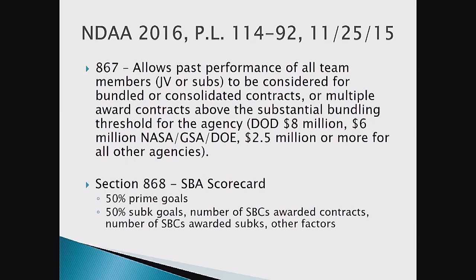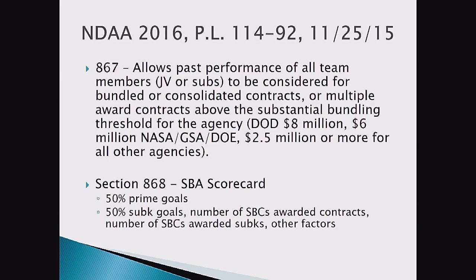So that was the NDAA of 2015. The NDAA of 2016 had some interesting provisions. One, as I already mentioned, we want the contracting officer to consider the past performance of all team members, including joint ventures, when evaluating. We had situations where the solicitation would be written such that they would only consider the past performance of the joint venture itself, not the members of the joint venture that were actually going to be doing the work. That was very disadvantageous to small businesses, especially when they came together as joint ventures for the first time.